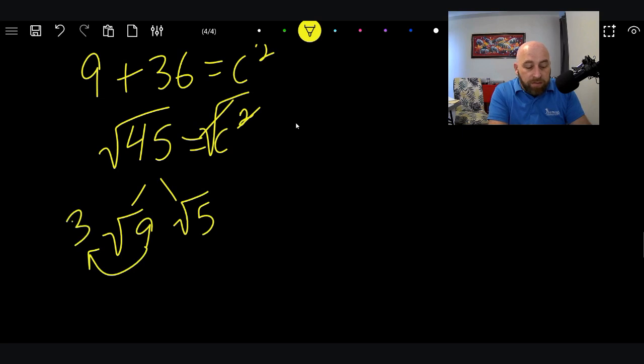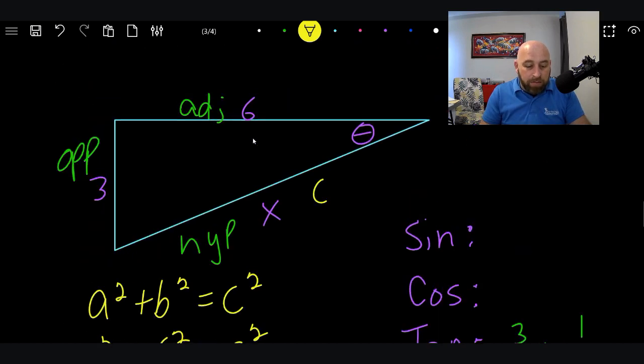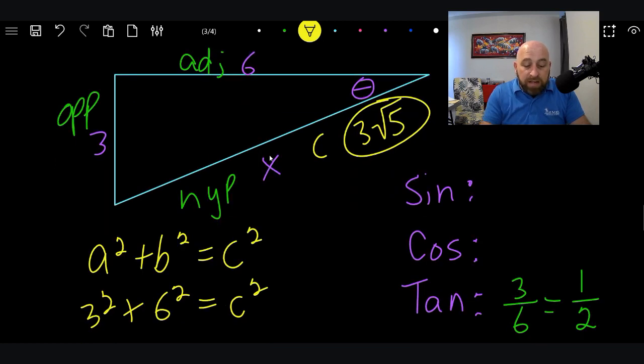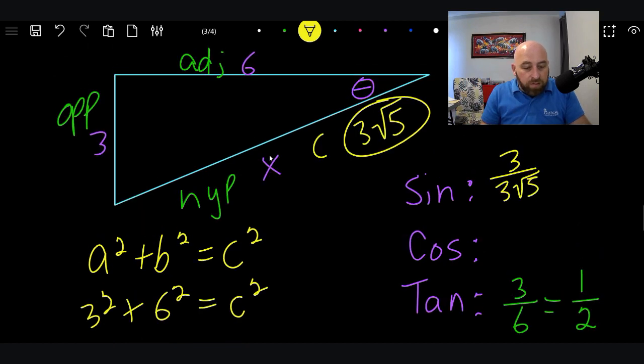What comes out of that? The 3 comes out, so we have 3 square root of 5. That is the hypotenuse. 3 square root of 5 is the hypotenuse. So now go over to your sine, and we're going to have opposite over hypotenuse. And so the opposite is 3 over 3 square root of 5. Cosine is going to be 6 over 3 square root of 5.